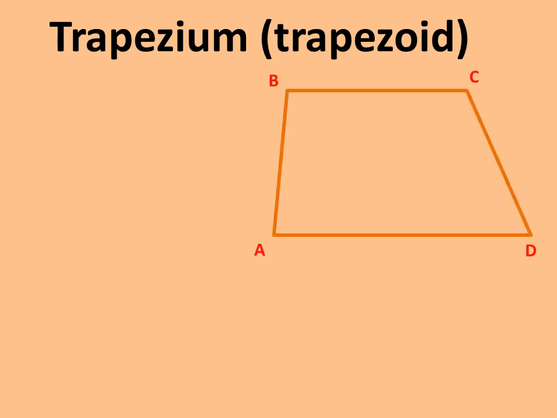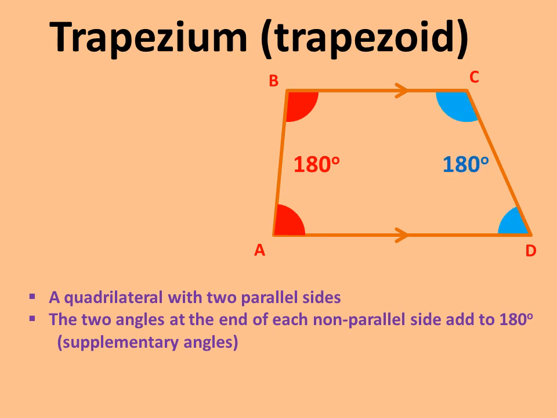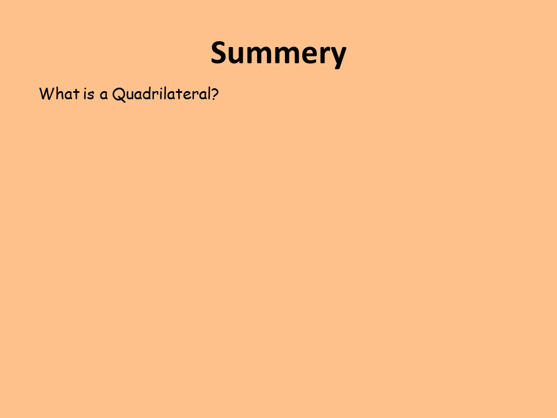Trapezium or trapezoid. A trapezoid is a quadrilateral with two parallel sides, or we can say one pair of parallel sides. Side BC and side AD are parallel. The two angles at the end of each non-parallel side add up to 180 degrees. So we can call them supplementary angles. Angle A and angle B add up to 180 degrees, and angle C and angle D together add up to 180 degrees. And we can say that angle A and angle B together are supplementary angles. Angle C and angle D are supplementary.